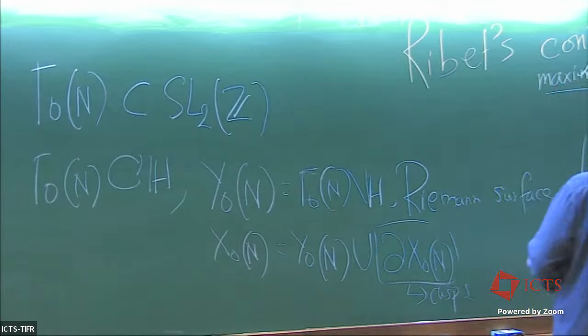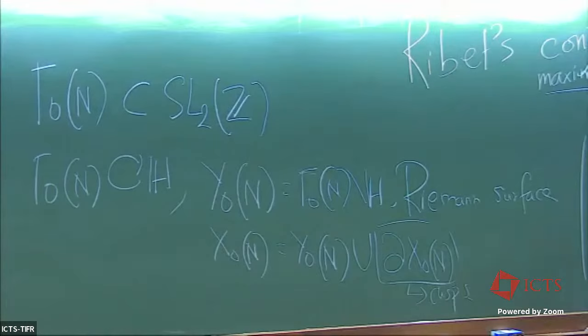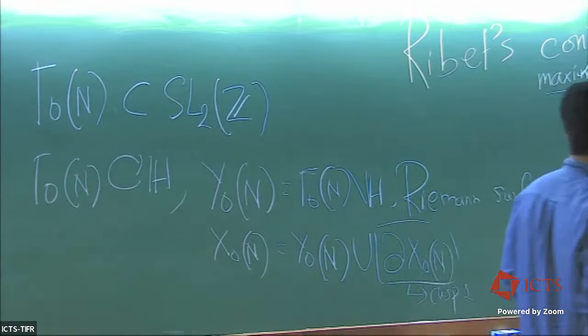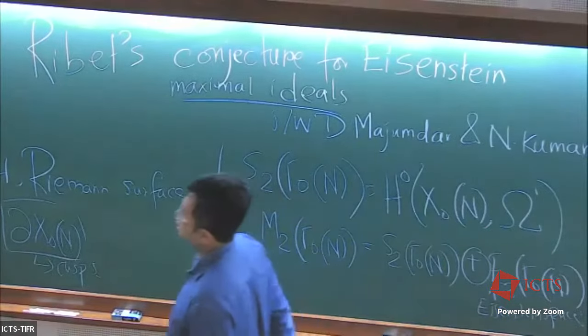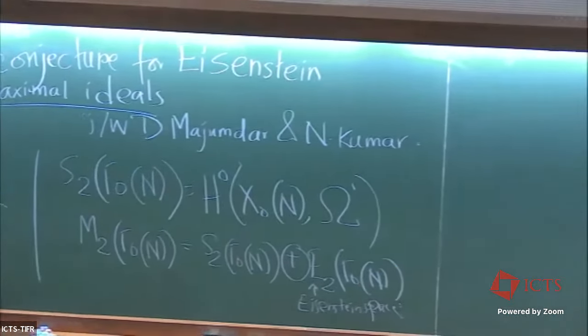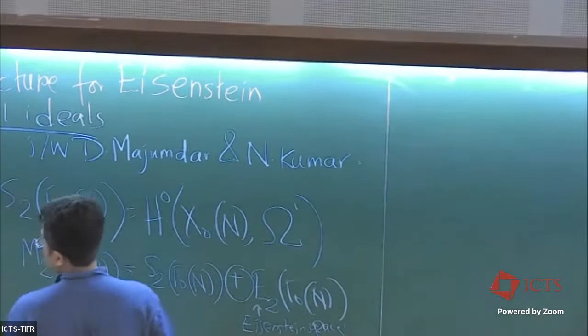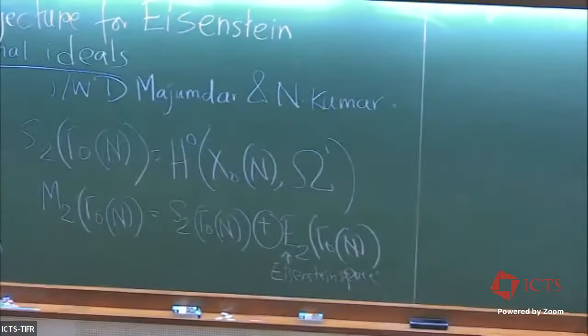You have the space of cusp forms S_2(Gamma_0(N)), and you also have the space of Eisenstein series E_2(Gamma_0(N)). So it's similar to what you have here. On one side you have cusp forms, and on the other side you have Eisenstein series, and I'm interested in how to get this number 691.